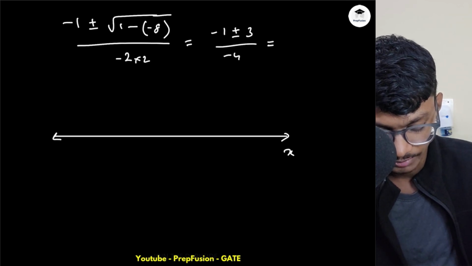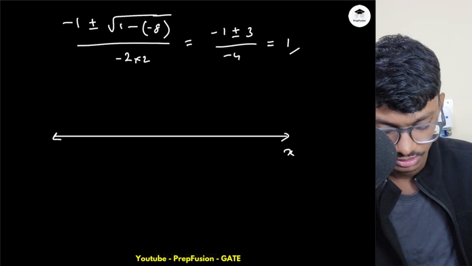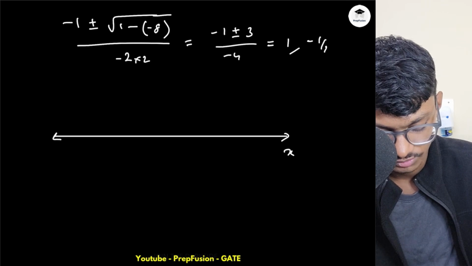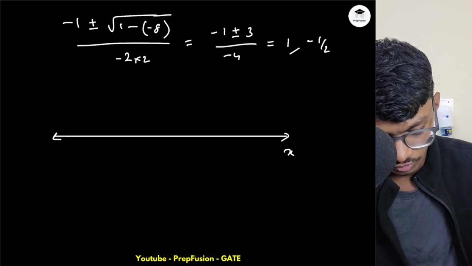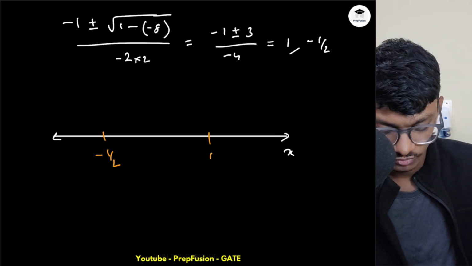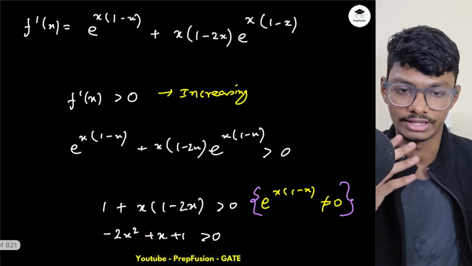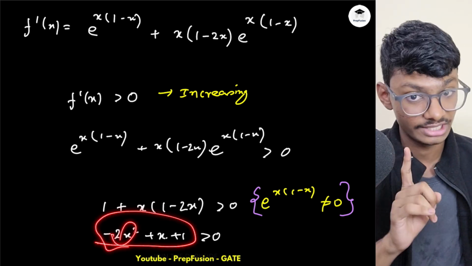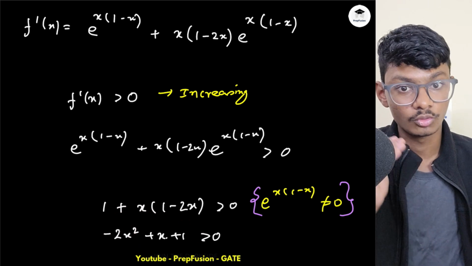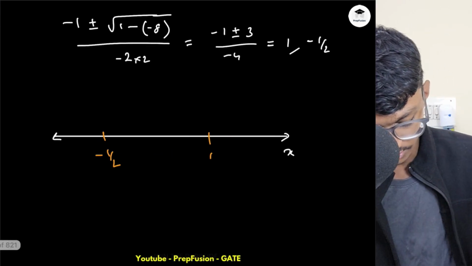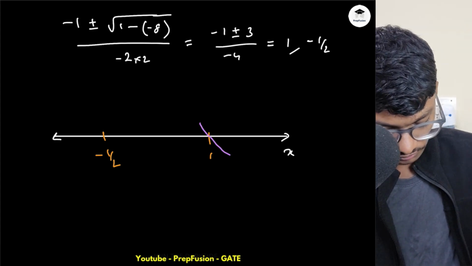So either this becomes minus 4 by minus 4, which is 1, or 2 by minus 4, which is minus 1 by 2. Okay, so I have two roots, one is minus 1 by 2 and one is 1. What is interesting over here is, if I tend my x to infinity, what will this overall thing go to? This has the highest power and it has a negative sign, so it will go to minus infinity. It will be something negative. So obviously I will start from something negative.